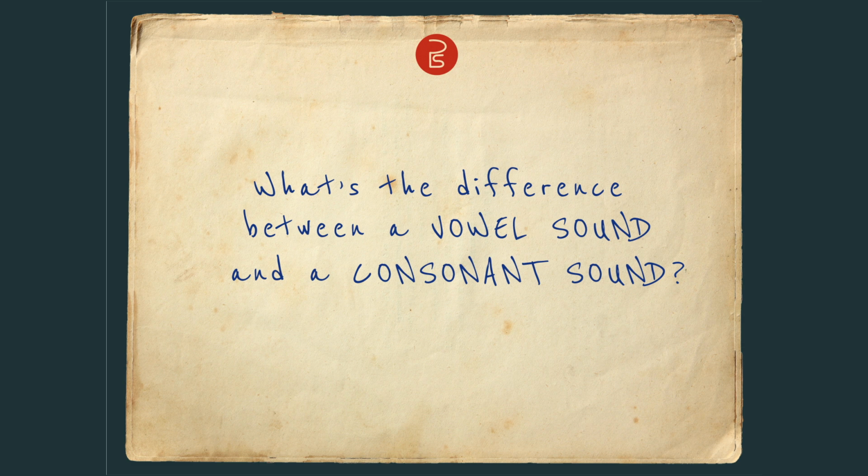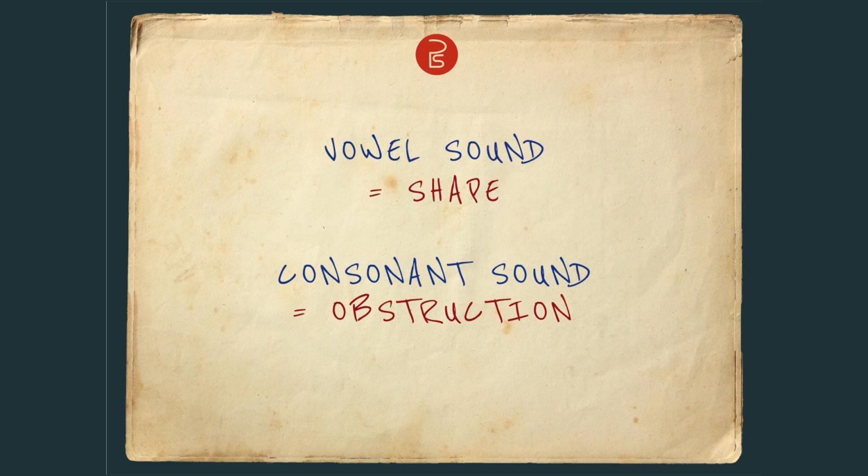In other words, everyone instinctively knows and recognizes the difference between vowel sounds and consonant sounds, but most people struggle to explain it. Well, the best way I can think of to describe the difference is this. When you make a vowel sound, you make a shape in the mouth and then release sound through it. Every vowel sound is a different shape. But consonants aren't like this.